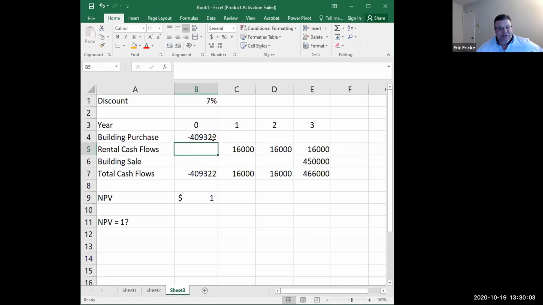So $409,322 is the maximum we'd be willing to pay, because if we pay any more than that, the NPV is going to start going negative. What if we pay $420,000? Now we got a negative NPV and we're not willing to do that. So $409,322 gives us a $1 NPV. That would be the answer. That's the most we're willing to pay for the property, because when you pay, it's a negative cash flow, and the more you pay, the lower your NPV.